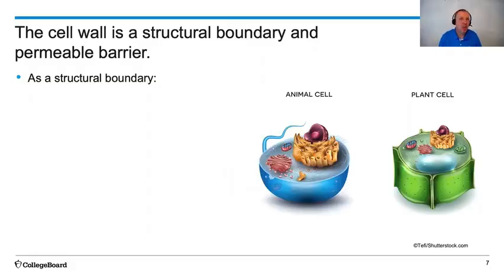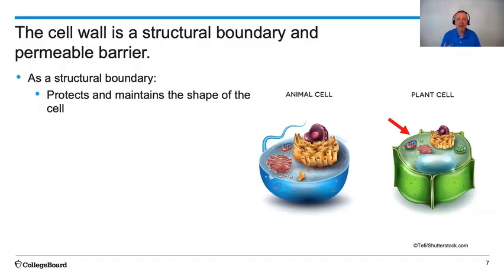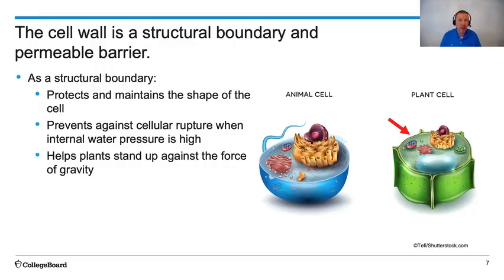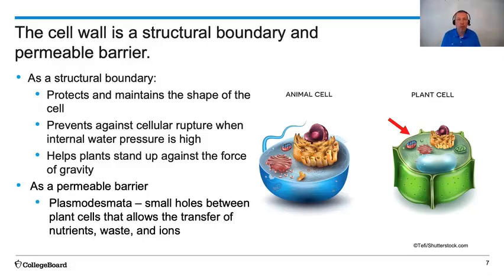So what is the purpose of a cell wall in some cells? Well, it's a structural boundary and permeable barrier. As a structural boundary, as in the case of a plant cell, it protects and maintains the shape of the cell. It prevents against cellular rupture when internal water pressure is high. It helps the plant stand up against the force of gravity. Now, as a permeable barrier, things get through via small holes called plasmodesmata, which are between plant cells and allow for the transfer of nutrients, waste, and ions.